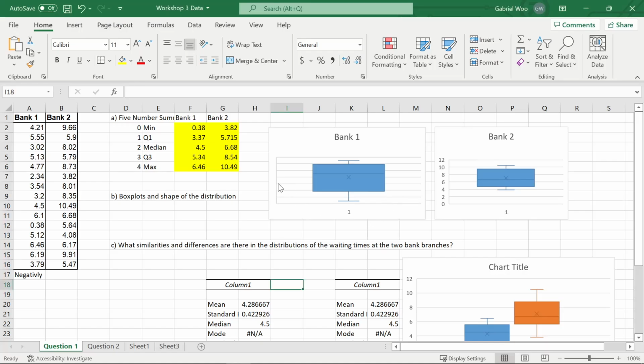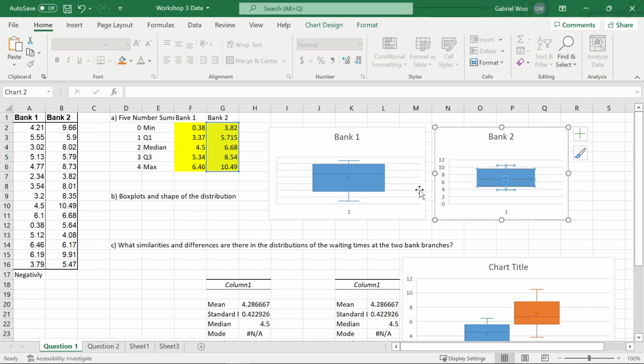All right. So let's talk about our tutorial. From this tutorial, we once again reviewed the 5-number summary. So if we look at this, we use the formula to calculate the 5-number summary for bank 1 and bank 2. So the mean, the Q1, Q2, Q3, Q4 for bank 1 and bank 2, and we want to be able to import these box and whiskers diagram.